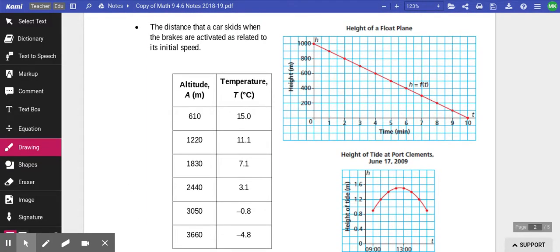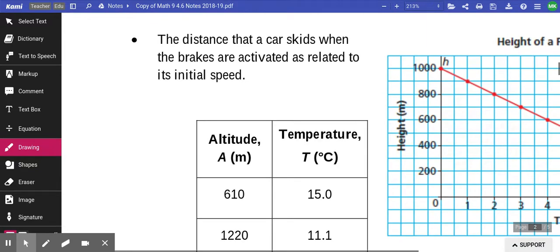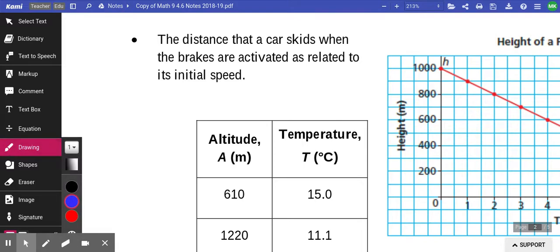So the one in words: the distance that a car skids when the brakes are activated is related to the initial speed. That one's kind of a complex one, this one right here. The faster you're going, the further you're going to skid. Right? That's kind of the rule of thumb.